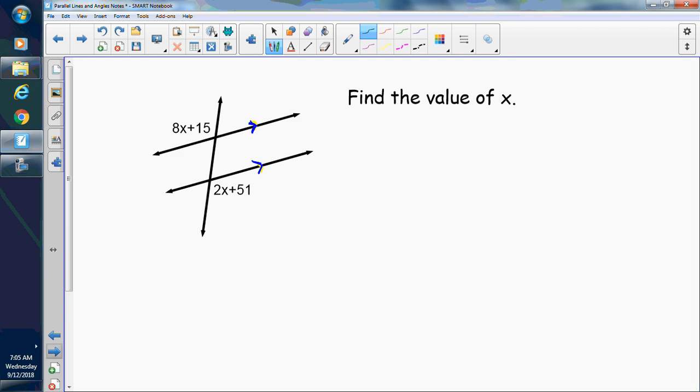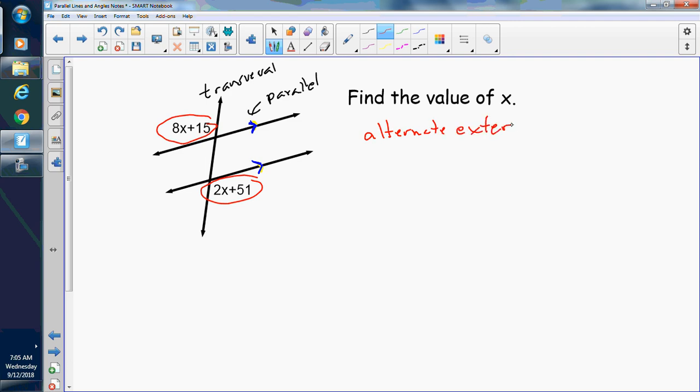So in this case, we have this diagram. Remember, the arrows indicate parallel, and this is a transversal. So since we have parallel and a transversal, there's something special about our angle types. In this case, these two angles are both on opposite sides of the transversal and outside of the lines. So these are alternate exterior. And remember, alternate exterior turned out to be congruent. The only one that wasn't congruent was same side interior.